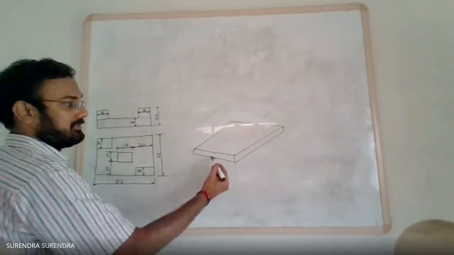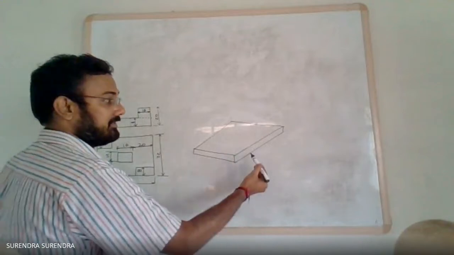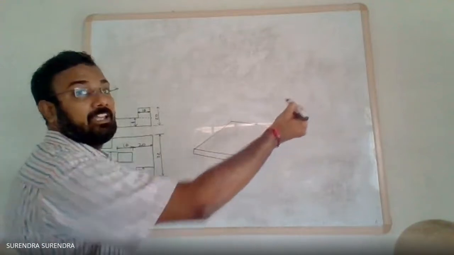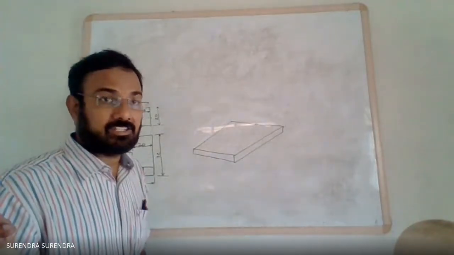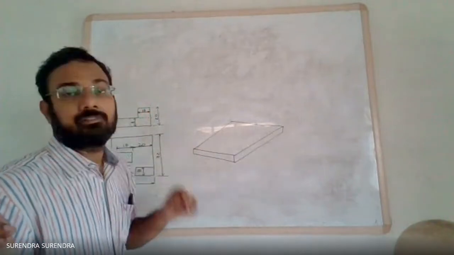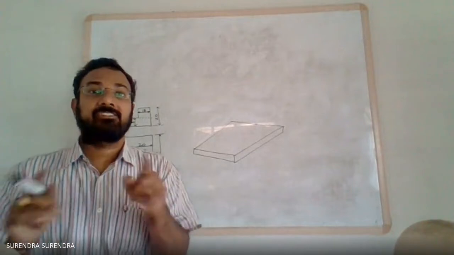So observe, these three lines are at 30 degrees inclination, representing depth, and these three represent the length. It is again 30 degrees inclination towards the right direction, and vertical lines remain vertical. So this is the base.